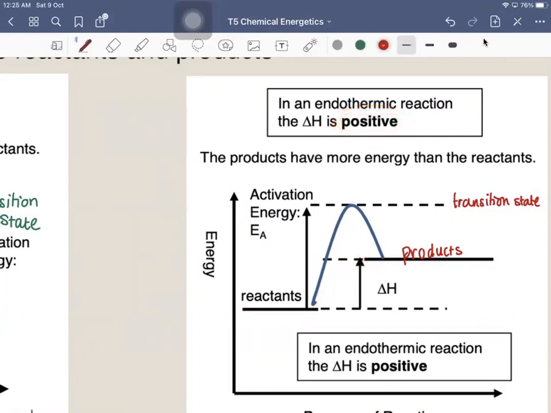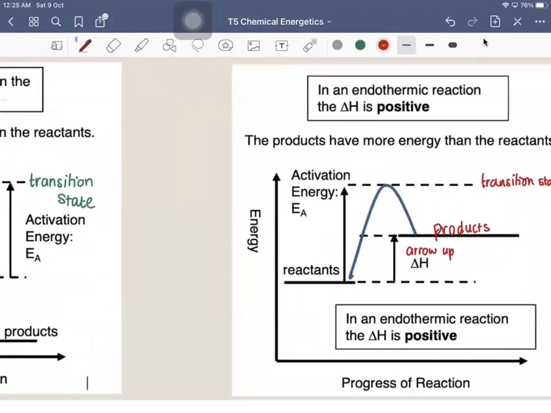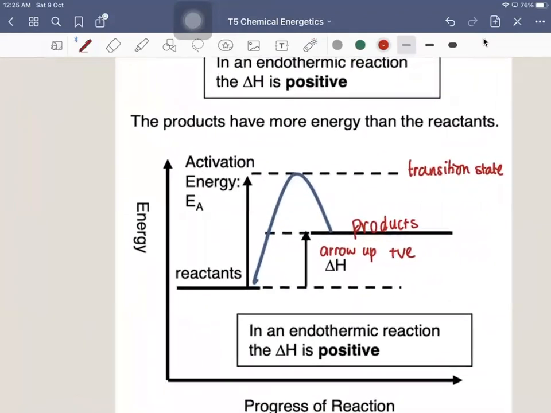And because delta H is positive, arrow up indicates it is a positive value. So try to avoid drawing the double-headed arrow if you're used to it in O level.